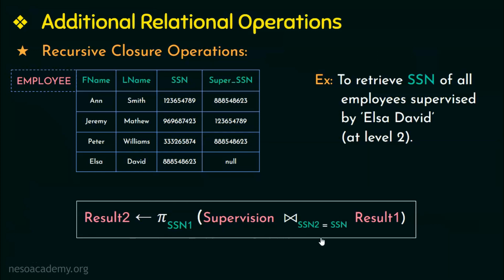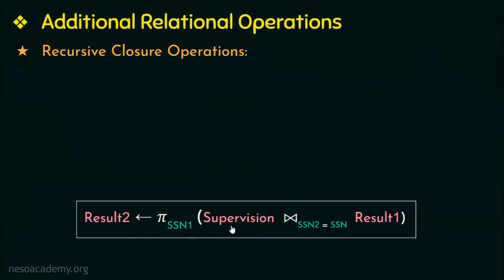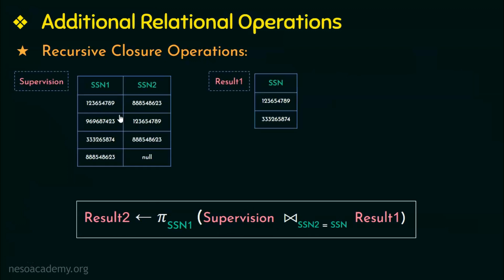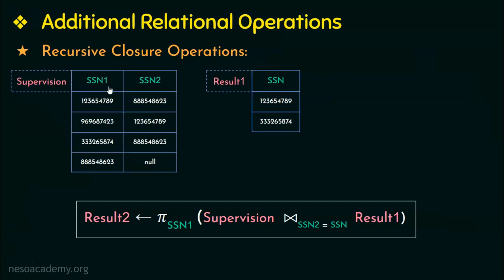Let us see how this works. As already seen, the supervision relation contains the SSN of all the employees and their supervisors, and result 1 contains the SSN of all the employees directly supervised by Elsa David. Since we need to find out the employees who are supervised by these employees directly under Elsa David, we need to join these two relations with a join condition. That is, we need to check if SSN2 is equal to SSN.